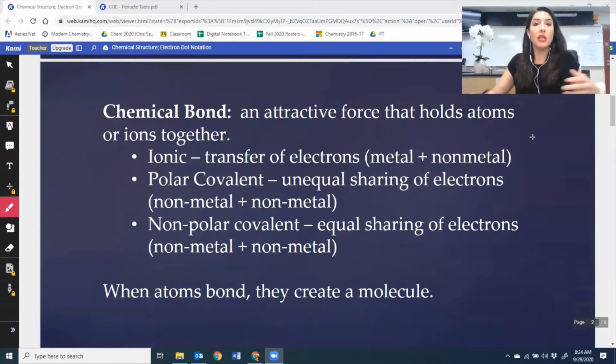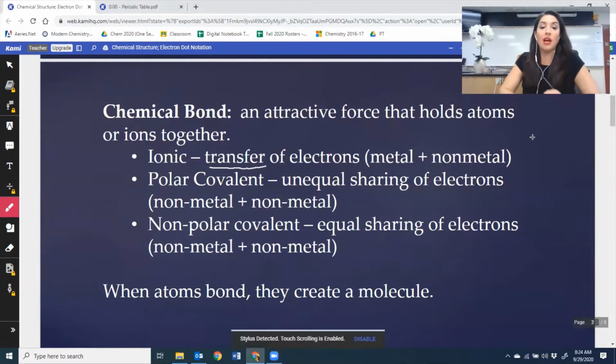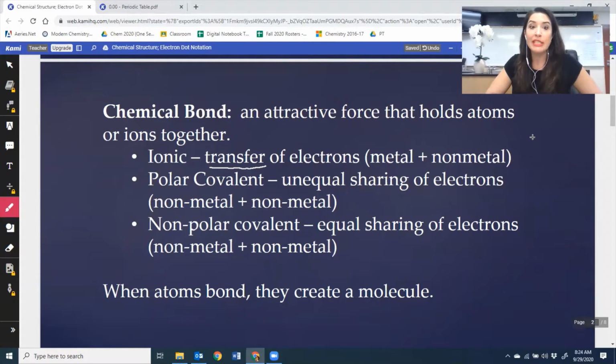In our last video, we talked about the different types of chemical bonds we're going to be studying this year. A chemical bond is an attractive force that holds atoms and ions together. You can have ionic bonds, which are the transfer of electrons, and those all occur between metal and non-metal elements. You could also have polar covalent bonds, where there's a sharing of electrons, but that sharing is unequal in nature. One of those elements is better able to attract electrons to itself compared to the other element in the bond. And those occur between metal and non-metal substances.